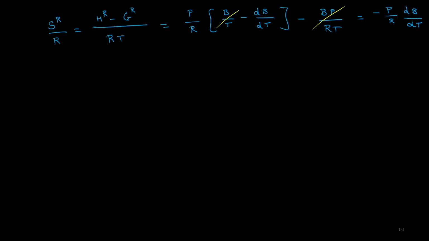Then it turns out I can derive similar expressions for UR and AR. It boils down to this: I can express all the thermodynamic quantities only if I know what the second virial coefficient B is and how it varies with temperature, what is dB over dT. If I have these two pieces of information, I can get all the residual properties.